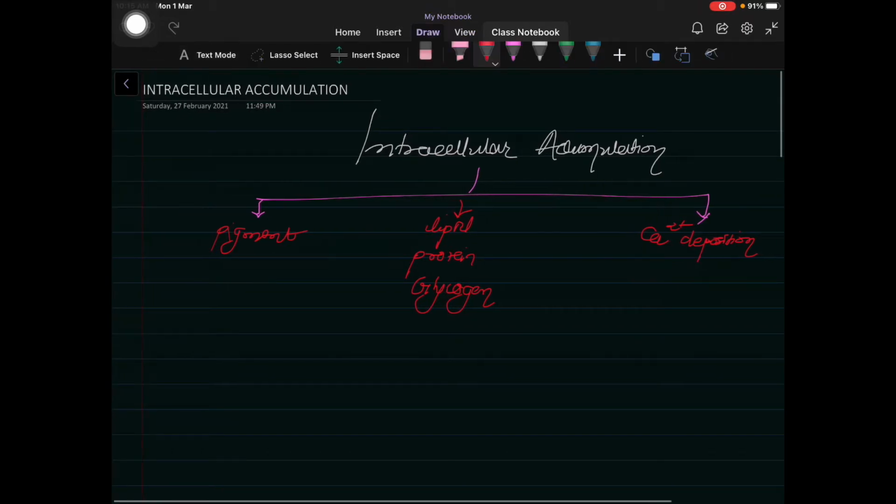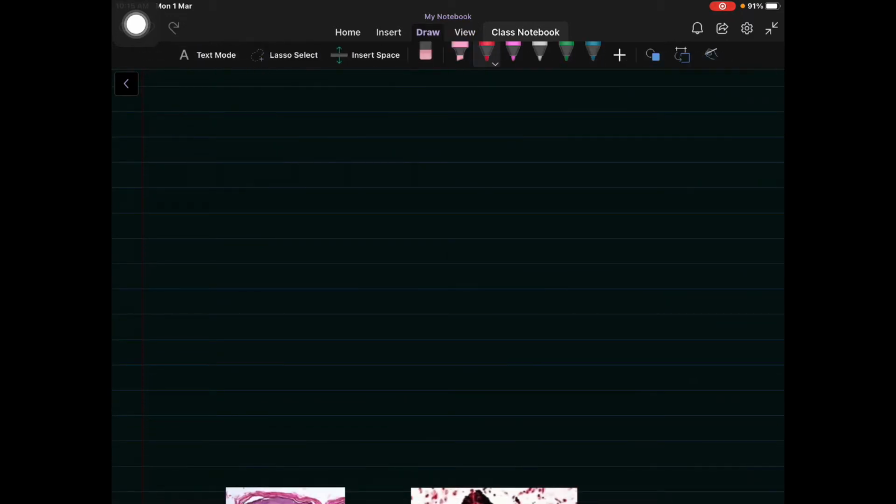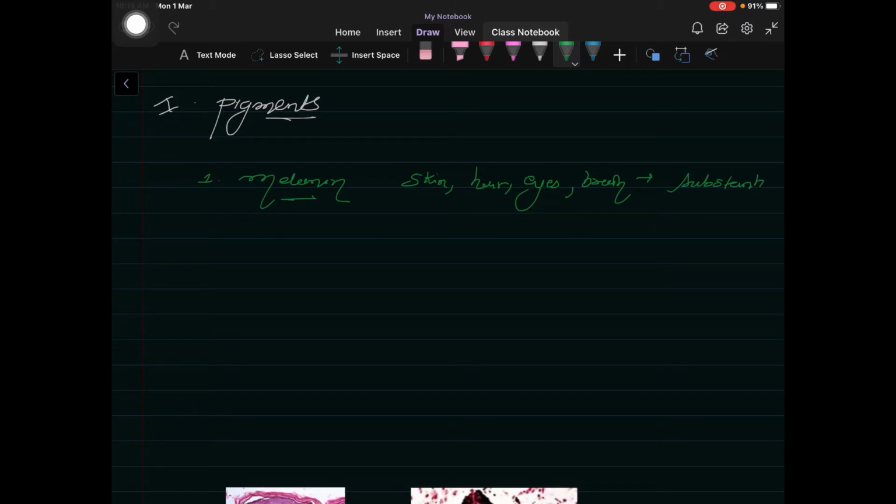So now let's start with the first one, that is pigments. So in pigments, first of all we discuss the melanin pigment. As we know, melanin is present in the skin, in the hair, in eyes and in the brain. In the brain it is located in the substantia nigra.